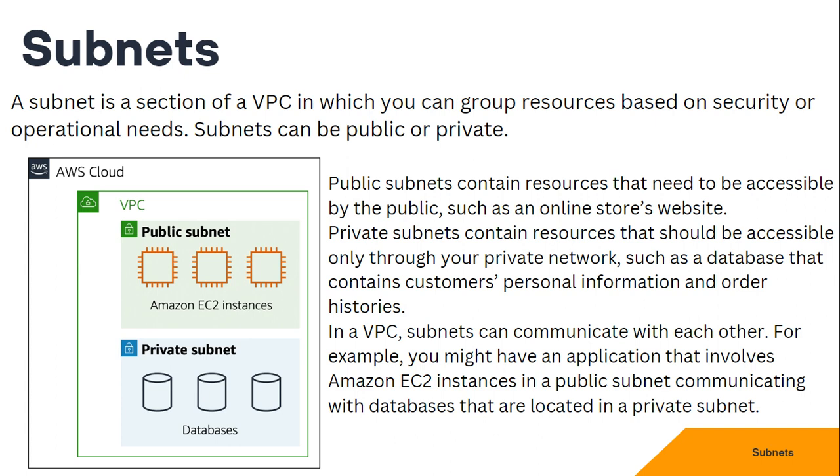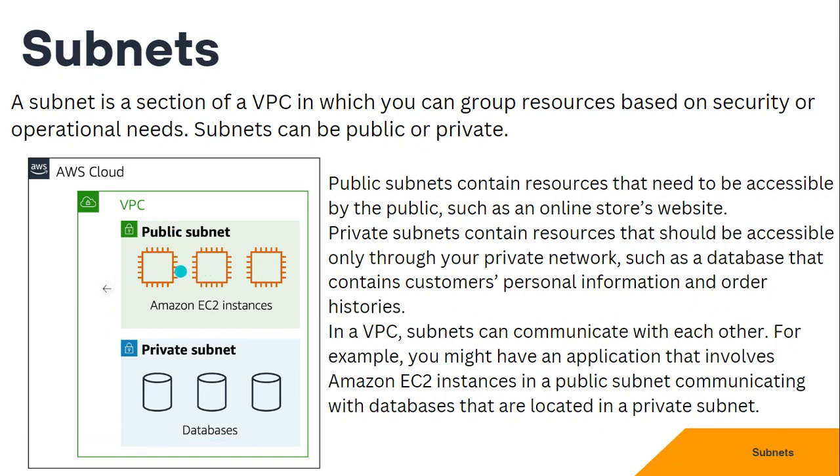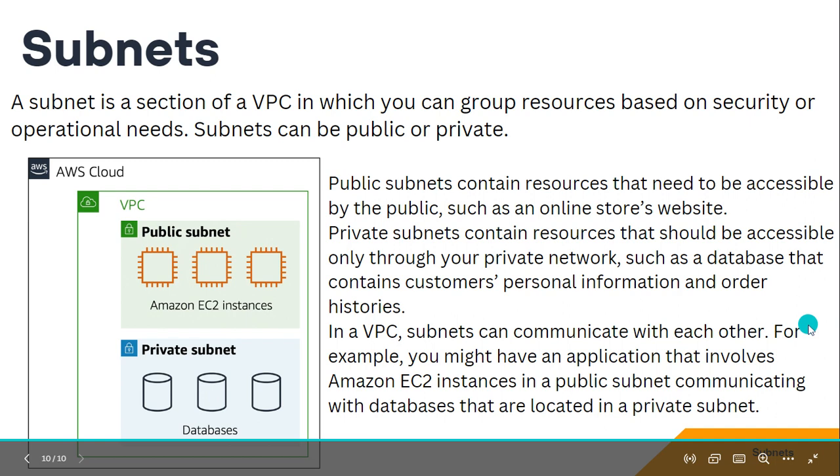In a VPC, subnets can communicate with each other. For example, you might have an application that involves Amazon EC2, and if you want to communicate with the database in a private subnet, we can communicate from the public subnet to a private subnet.